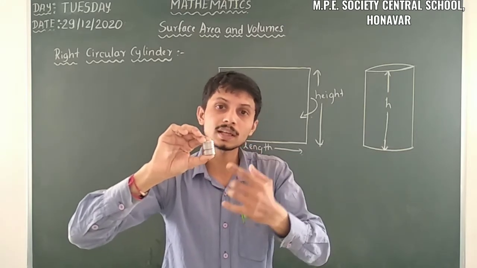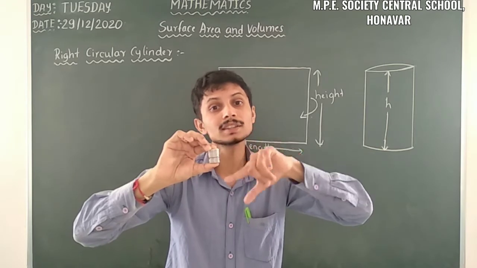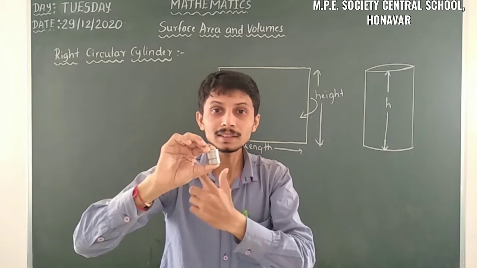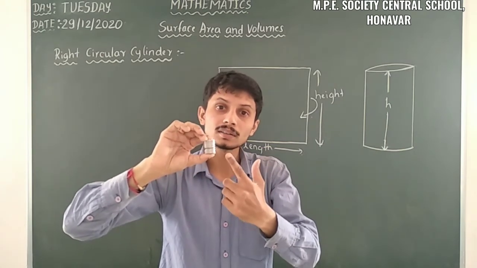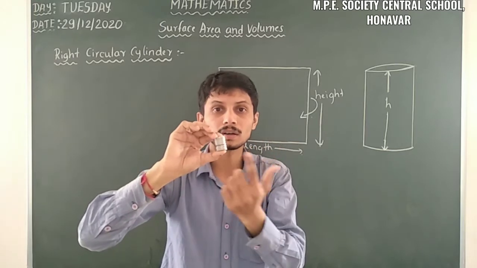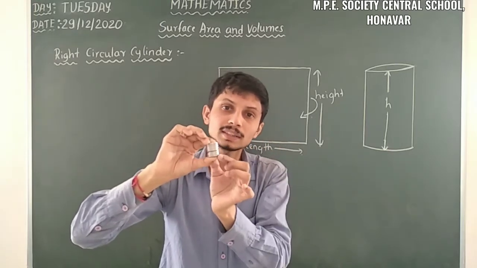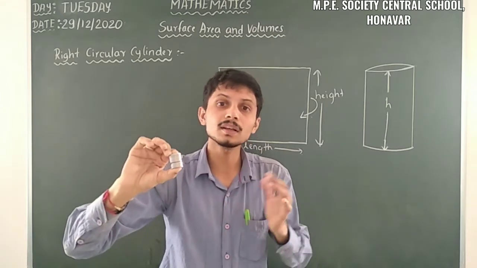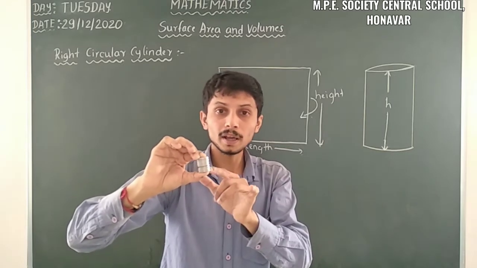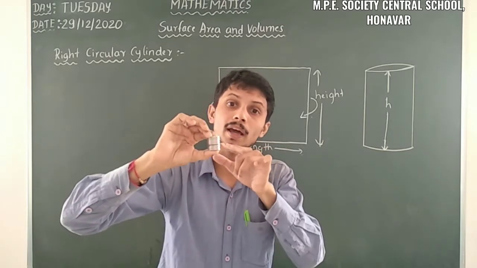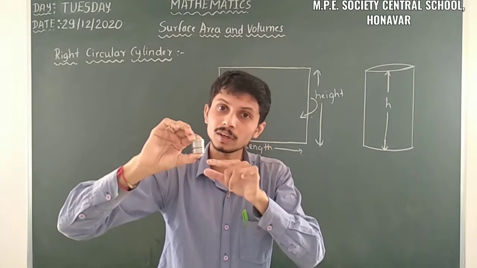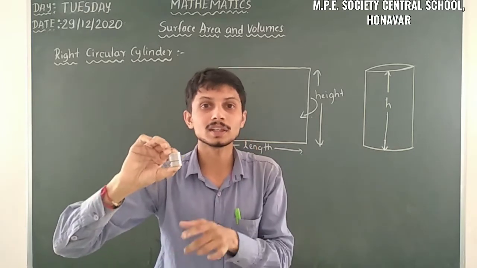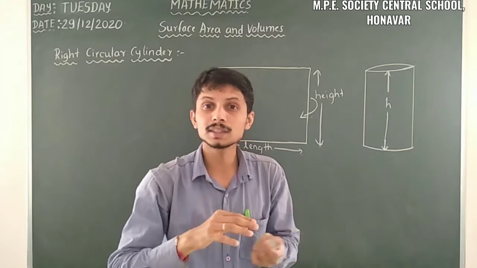How many coins are there? 20 coins, so 20 coins is the height. And what is the length, or the curved part? From each coin we take the perimeter of the circle. What is the perimeter of the circle? It's 2 pi r. So we have 2 pi r, 20 times. What is 20 here? 20 is h. So that's why it is 2 pi r h. So what is the formula for finding the curved surface area here?